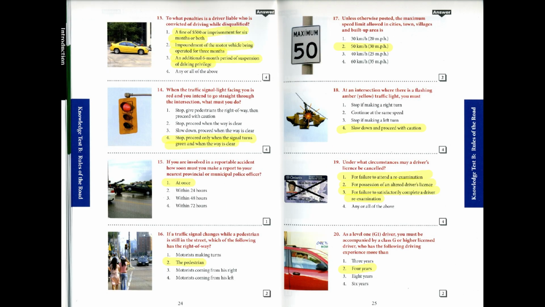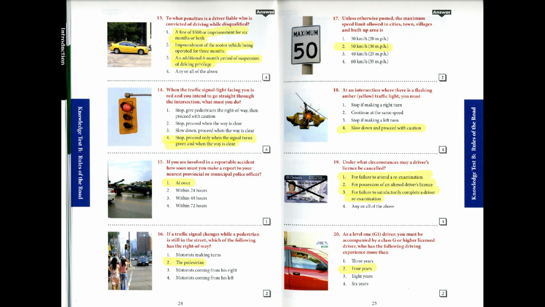Number 13. To what penalties is a driver liable who is convicted of driving while disqualified? A fine of $500 or imprisonment for 6 months or both. Impoundment of the motor vehicle being operated for 3 months. And an additional 6-month period of suspension of driving privilege. Number 14. When the traffic signal light facing you is red and you intend to go straight through the intersection, what must you do? Don't go straight when the traffic light is red. Stop. Proceed only when the signal turns green and when the way is clear.